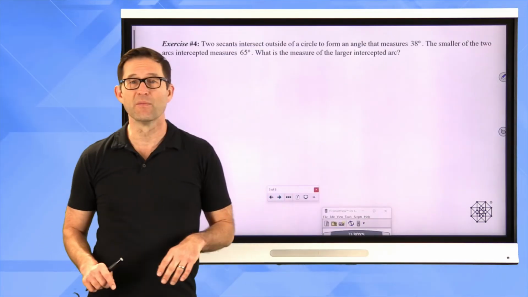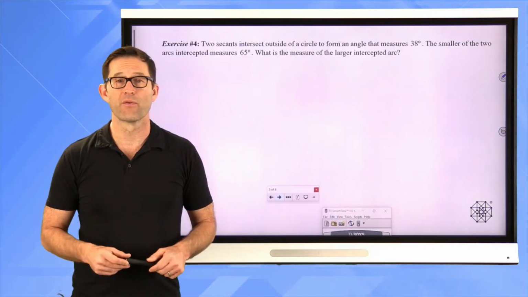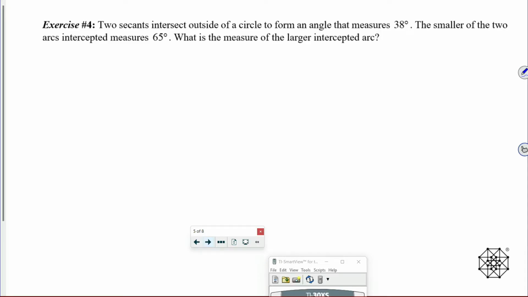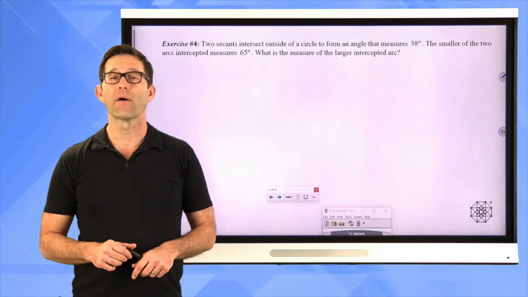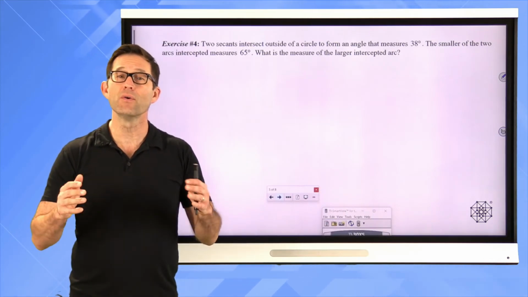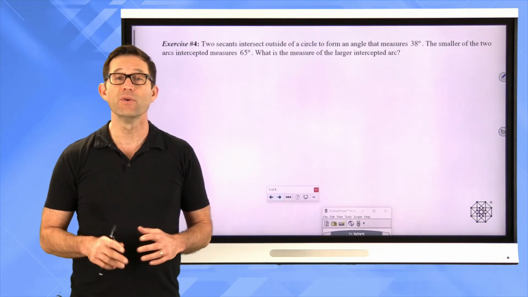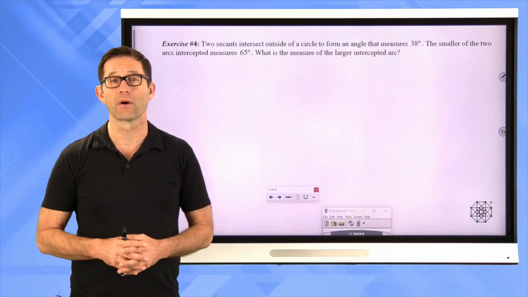There's got to be things a little bit more challenging than this. Oh, how about one without a picture? Exercise number 4. Two secants intersect outside of a circle to form an angle that measures 38 degrees. The smaller of the two arcs intercepted measures 65 degrees. What is the measure of the larger intercepted arc? All right, well, here's what I'd like you to do. Pause the video right now, see if you can draw a good picture, if you even think you need a good picture, and see if you can find the measure of the larger arc.